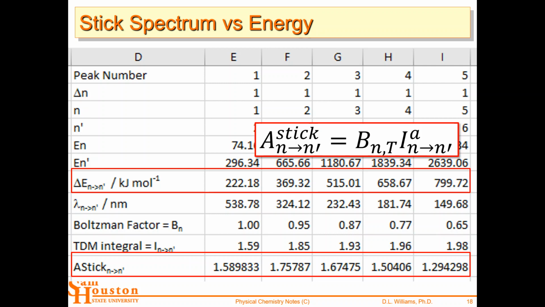And then if you combine these, you have the stick intensity. So the intensity of the stick would be the Boltzmann factor times that transition dipole moment integral. And you could plot this now. This would give you the stick spectrum. So we have the individual intensities, the Boltzmann factor times the transition dipole moment. And you can plot that versus energy and get the stick spectrum.